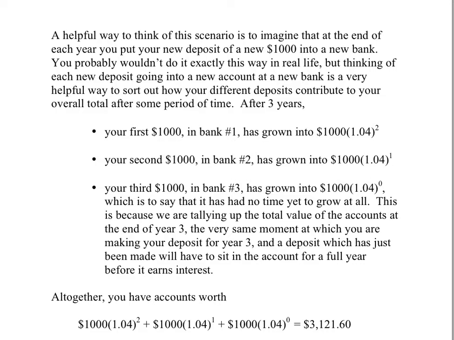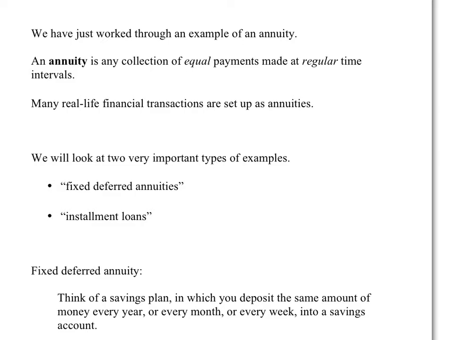Think of each new deposit going into a new account at a new bank every year. That way you can sort out how each of your different deposits contributes to your overall total after some period of time. So after 3 years, your first $1,000 in bank number 1 has grown into a certain amount. Your second $1,000 in bank number 2, deposited a whole year later, grows into another amount, and the third $1,000 in bank number 3 grows into yet another amount. This is the one that didn't have any time to earn interest at all. Altogether, you have accounts worth this total, this sum of terms, each of which is 1,000 times 1.04 to the something. We have just worked through an example of what's called an annuity.